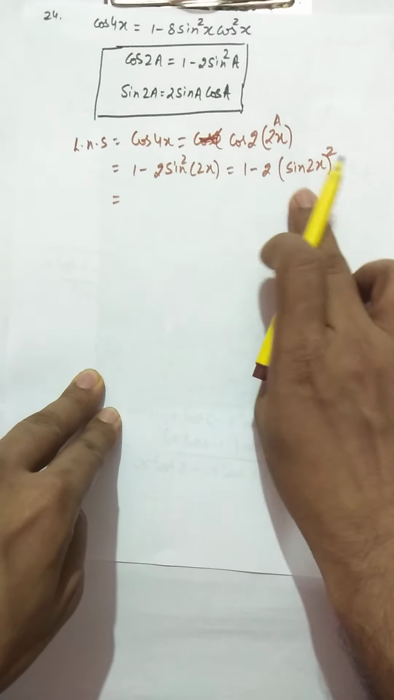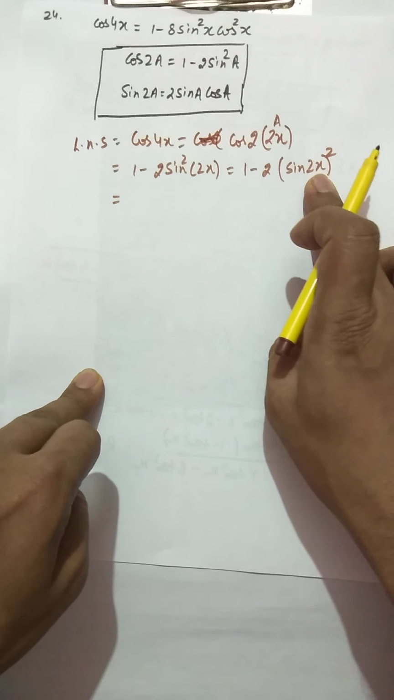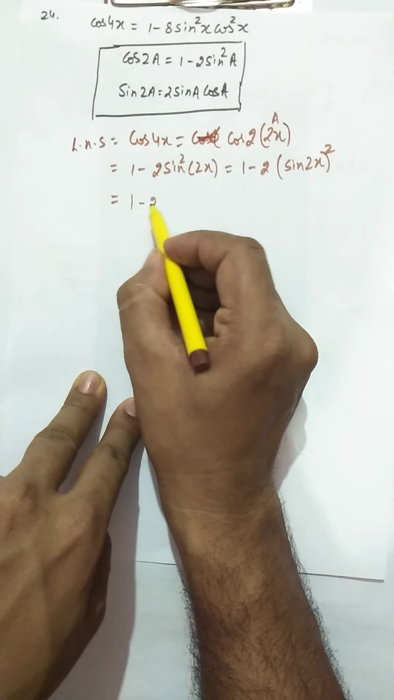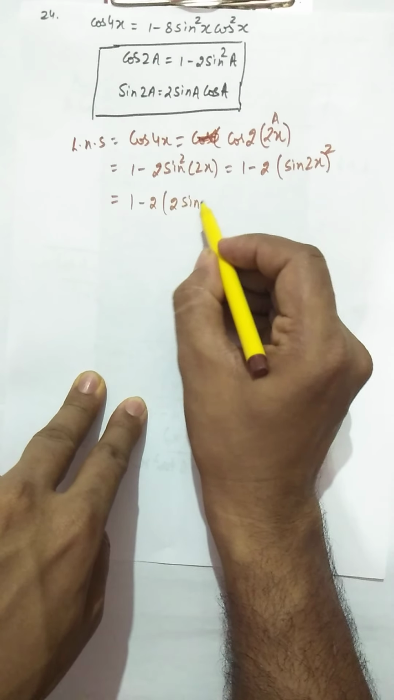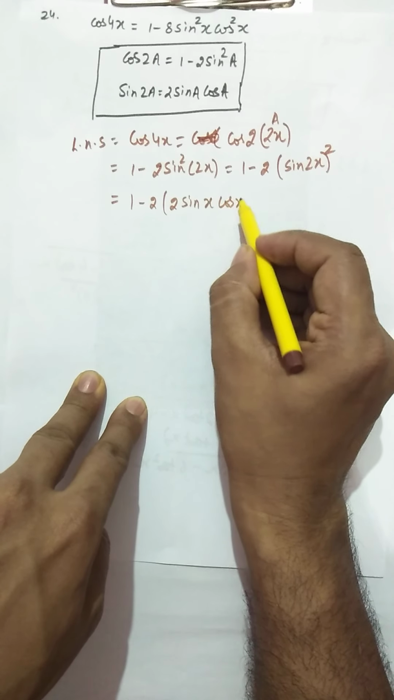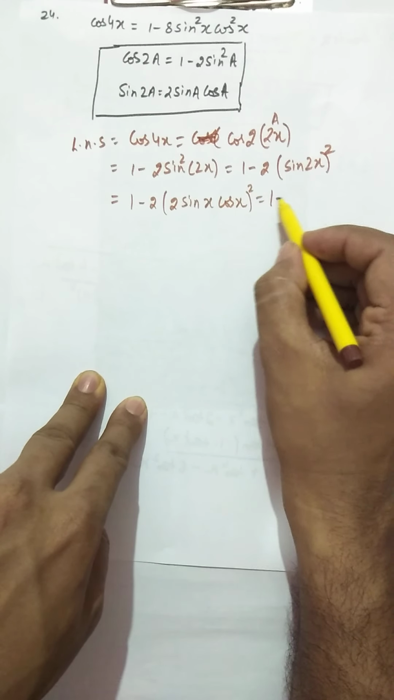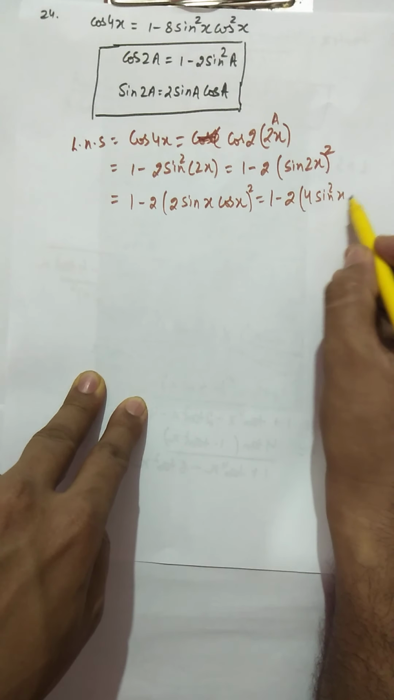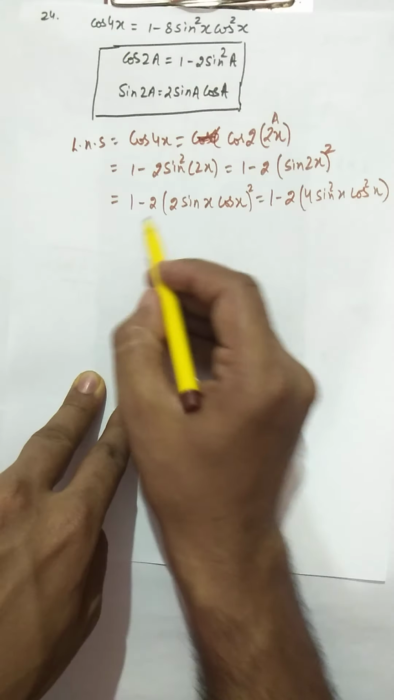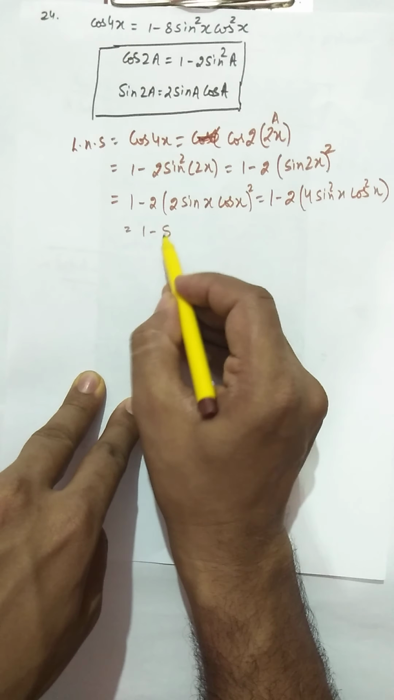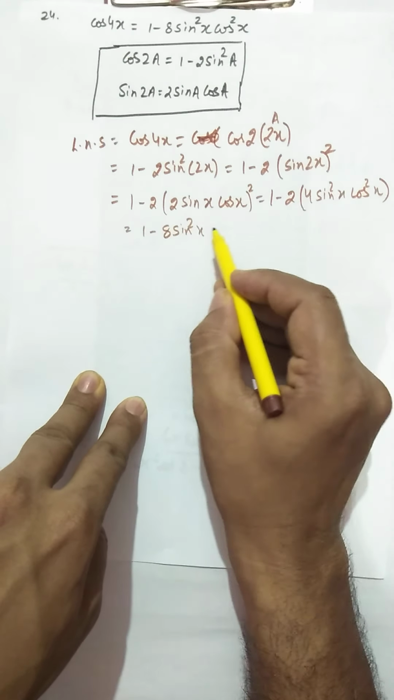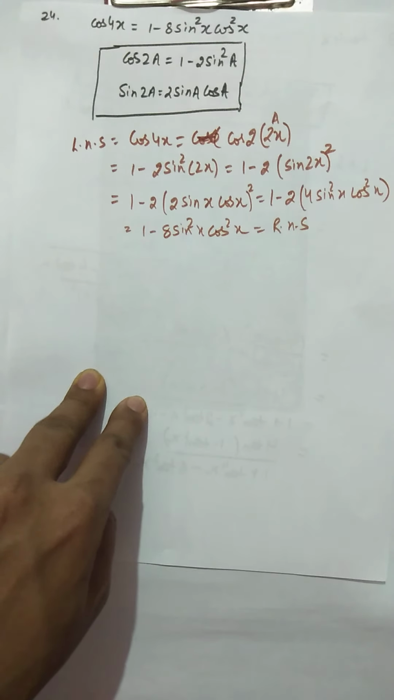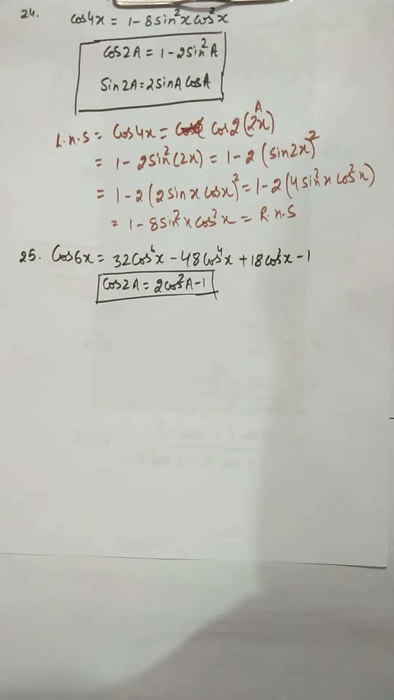Now I don't want the answer in terms of 2x, so you can see this sin 2a formula is also there. So apply that formula also, 1 minus 2, you can write (2 sin x into cos x) whole square. Now open this, 2 squared is 4 sin square x into cos square x. When you open this, 1 minus 8 sin square x into cos square x, and this is equal to your RHS.